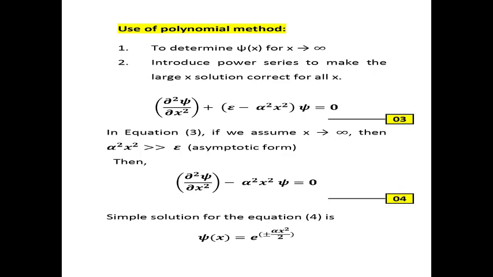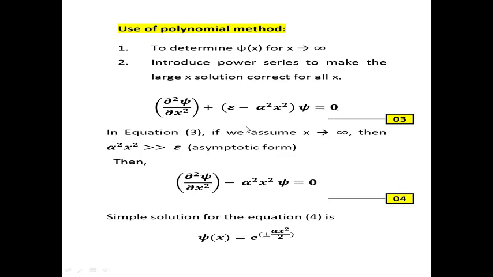For determination of psi of x, the wave function of a linear harmonic oscillator, we consider x tending to infinity, introducing a power series to relate the large value of x to all the smaller portions of the distance, or the position of particles in that region. So we take equation number 3 again: dou squared psi by dou x squared plus epsilon minus alpha squared x squared, into psi, equals 0.